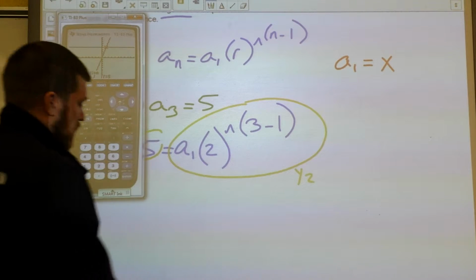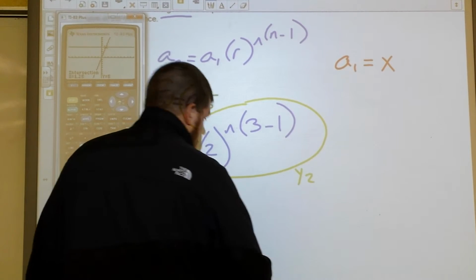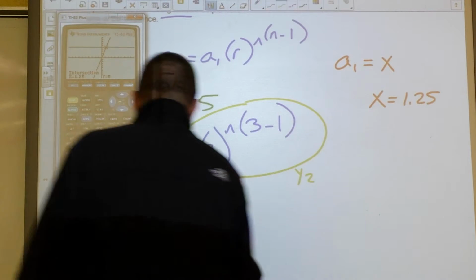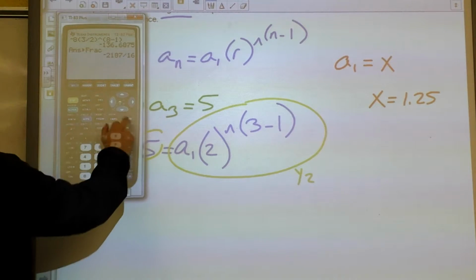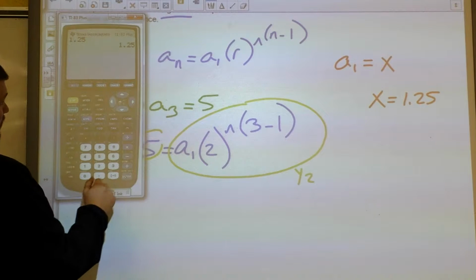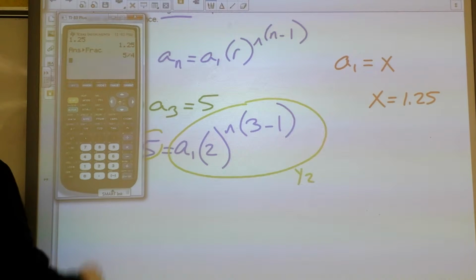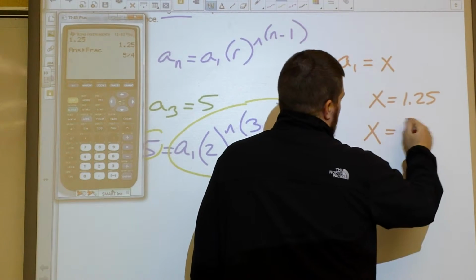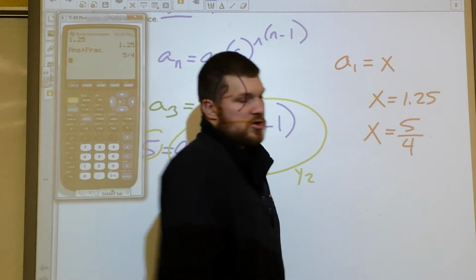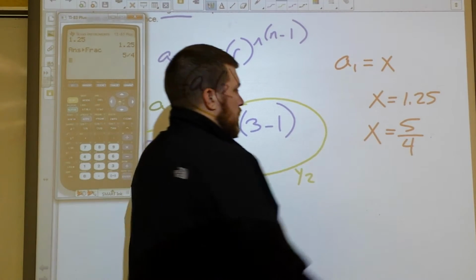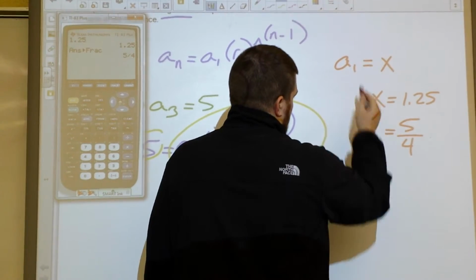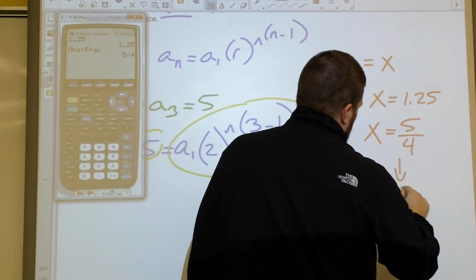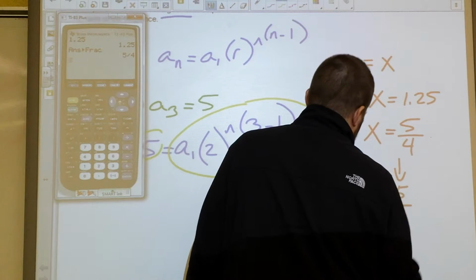Okay. So x is 1.25. Now I'm going to go to the main screen of my calculator and type in 1.25 because I want that as a fraction. So x is 5/4. When you're doing these arithmetic and geometric sequences, you always want to work with fractions. You don't want decimals if you can help it. Now, instead of x, remember I was pretending that x is equal to a sub 1. So really, this means that my first position is 5/4.